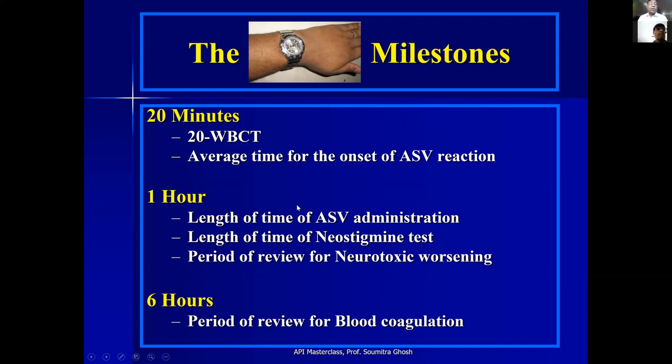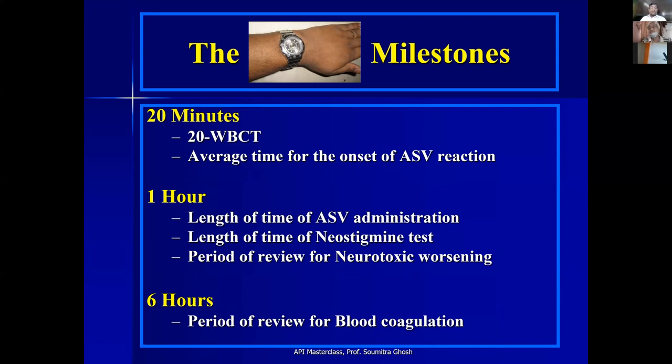20-minute WBCT; the average time for the onset of an ASV reaction is 1 hour, which is the length of time for ASV administration. So we should administer ASV over 1 hour. Length of time of the neostigmine test: if we give neostigmine, we have to wait for 1 hour. Period of review of neurotoxic worsening: if it is a neurotoxic bite, we have to watch for 1 hour for a review.